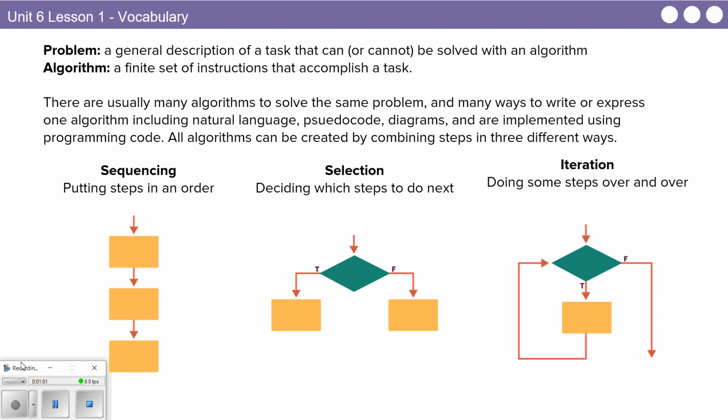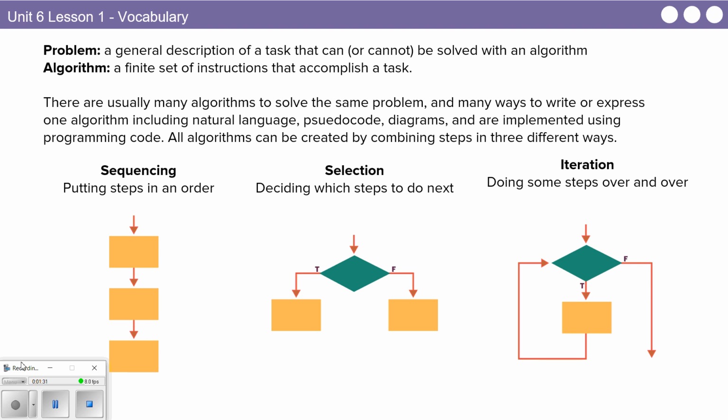So there are a lot of different algorithms that can solve the same problem. And there are many ways to write them or express even just one algorithm. We can use just normal English. We can use pseudocode like the AP exam does. We can draw diagrams. We can actually use formal code like JavaScript. But they're all created by combining steps in 3 ways: sequence, selection, iteration.